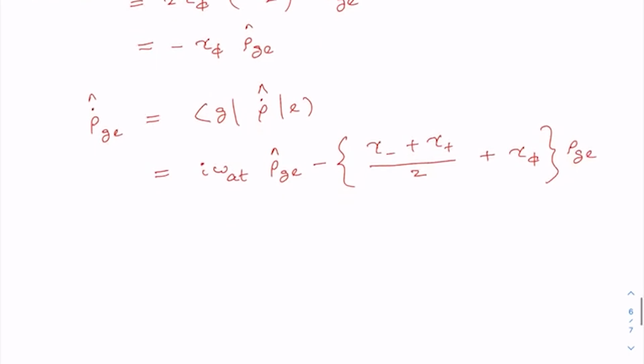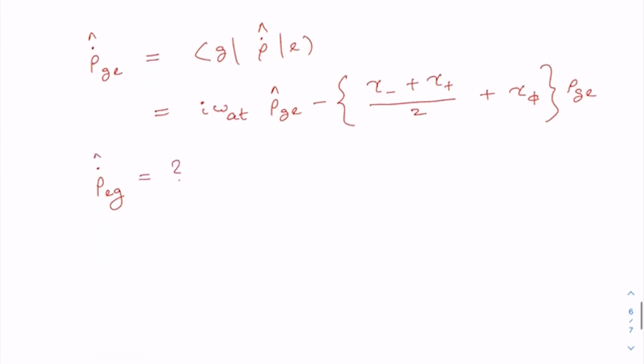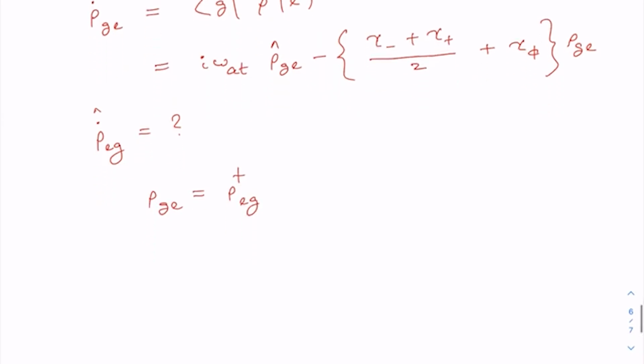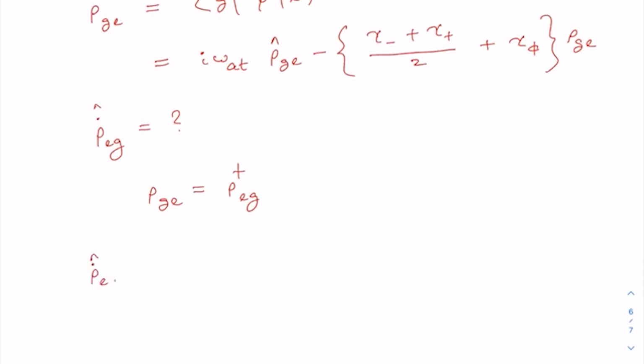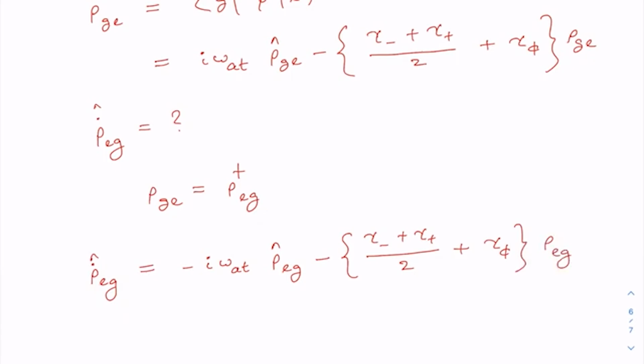Alright, now we are left to find the time evolution of this other density matrix element, and that is easy because we know that ρ_ge is equal to ρ†_eg. So utilizing this we can immediately write the time evolution of the density matrix element ρ̇_eg is equal to minus iω_atom ρ_eg minus (γ− + γ+)/2 plus γφ ρ_eg. So we have obtained all the evolution terms for the density matrix element.